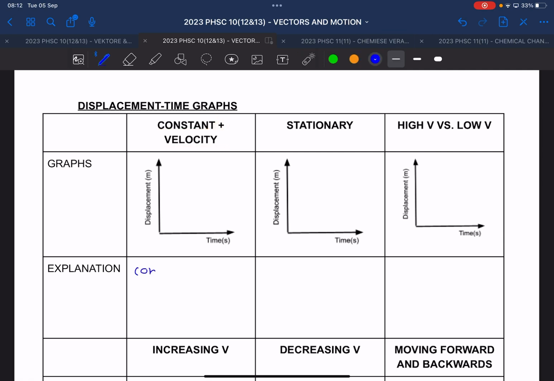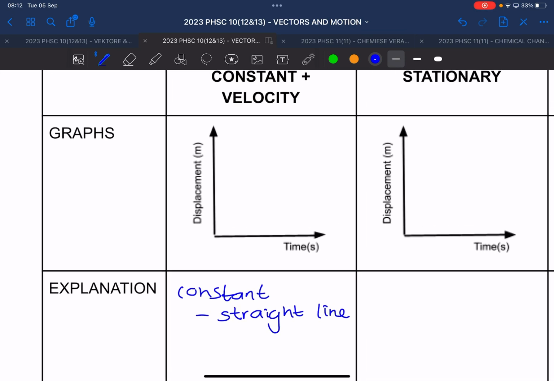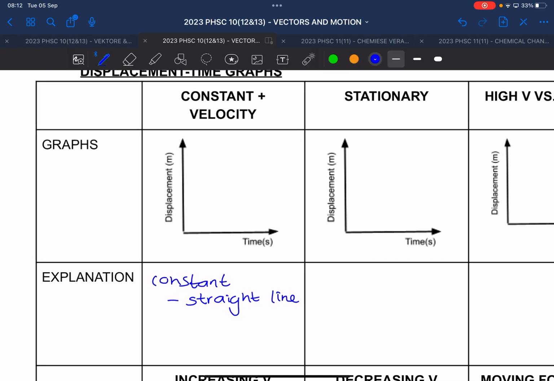Constant tells you that it is a straight line. Okay, so constant tells you it's a straight line. It does not curve. And then they say positive velocity. Okay, so not plus velocity, positive velocity.